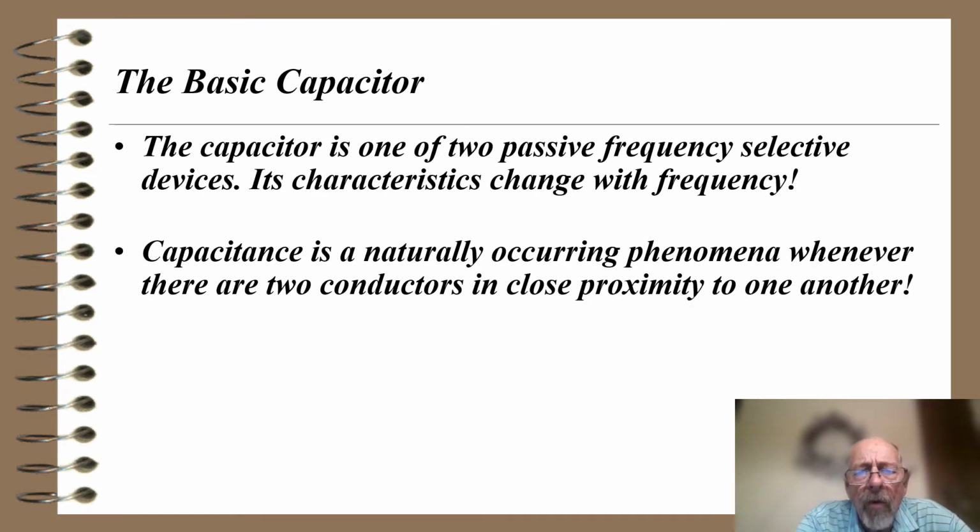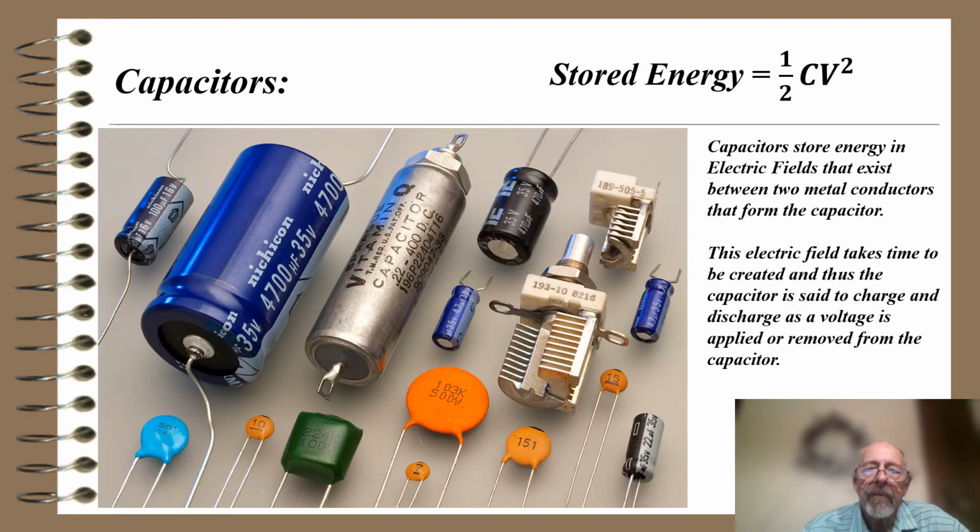The capacitor is one of two passive frequency selective devices. Its characteristics change with frequency, that is the frequency of the signal applied to it. Capacitance is a naturally occurring phenomenon whenever there are two conductors in close proximity to one another. So here's a picture of a bunch of typical capacitors, and I have this equation here. Stored energy is equal to 1/2 CV squared.